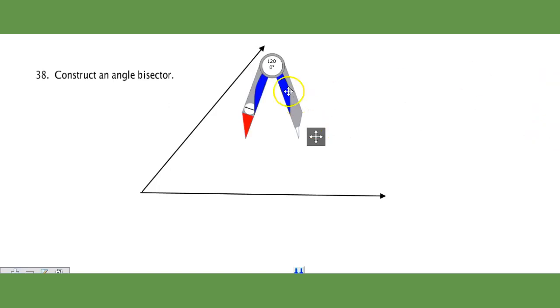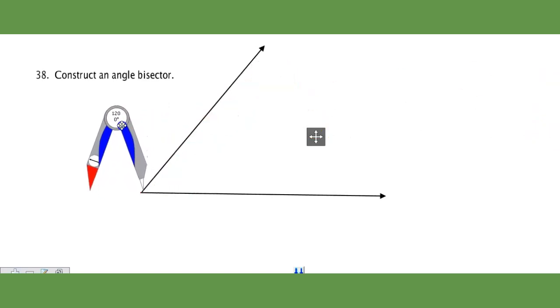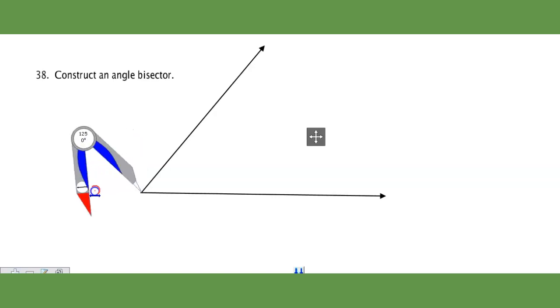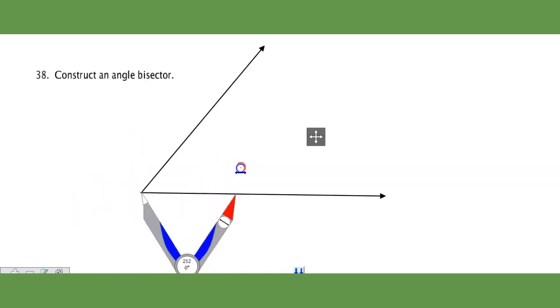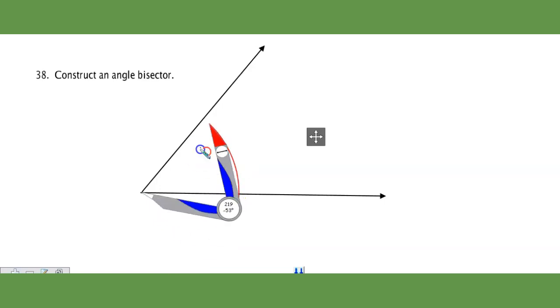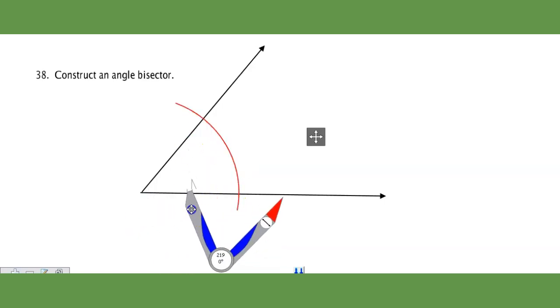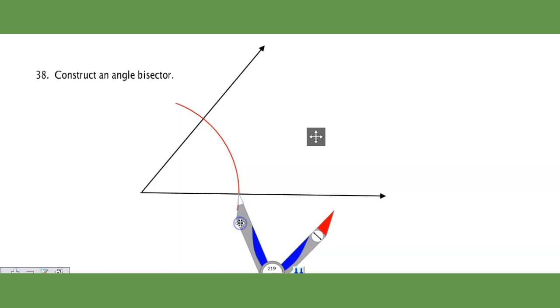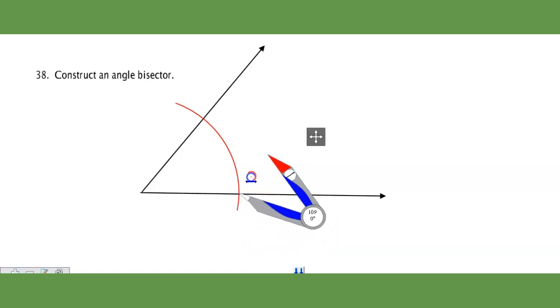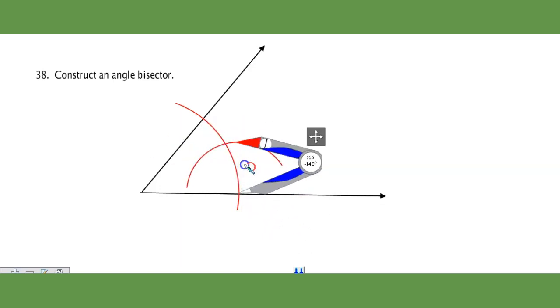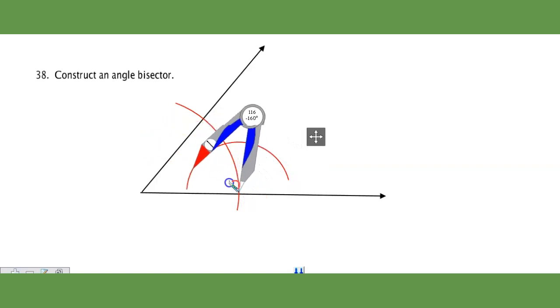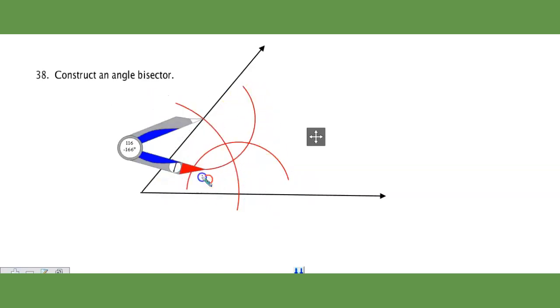So we just need a compass on this one. And I'm going to draw an arc that crosses both rays. And I'm going to move my compass right here. Okay, and make it a little bit smaller, and I'm going to draw an arc like this, and I'm going to move it over here, and without changing the size, do the same exact thing. There we go.